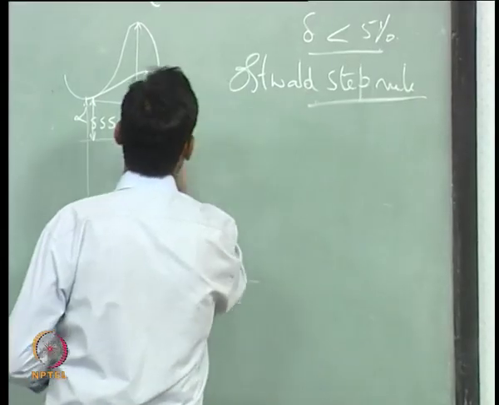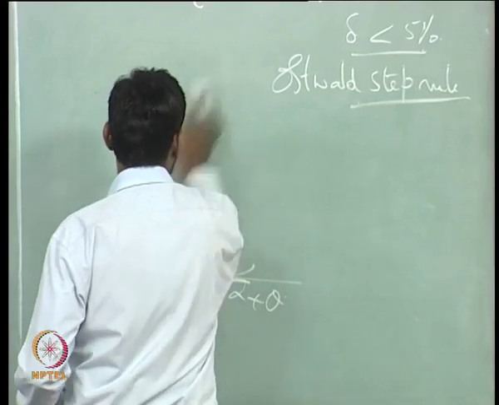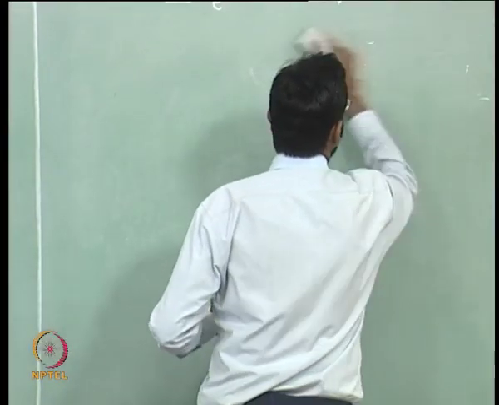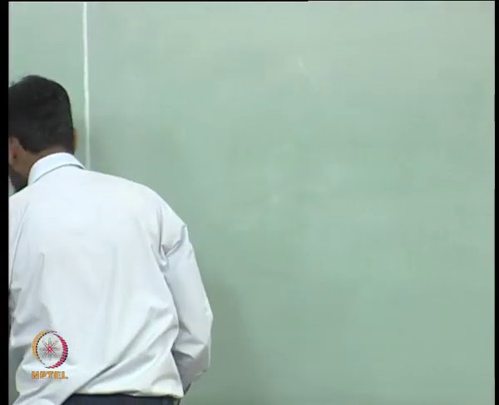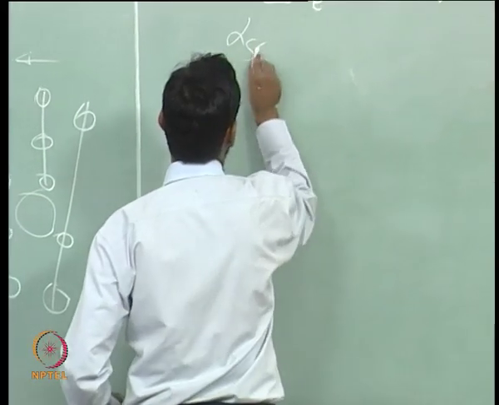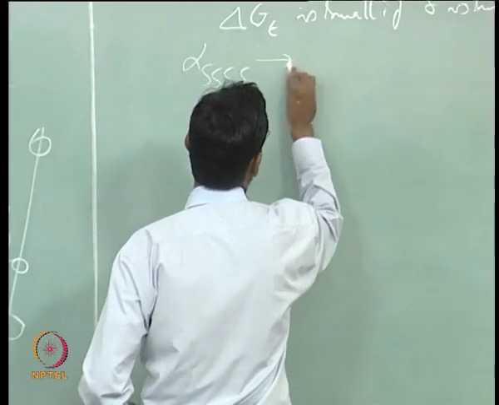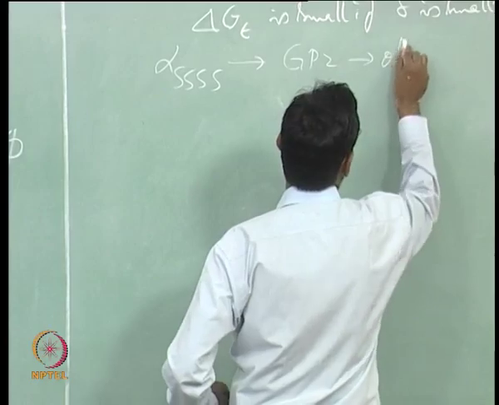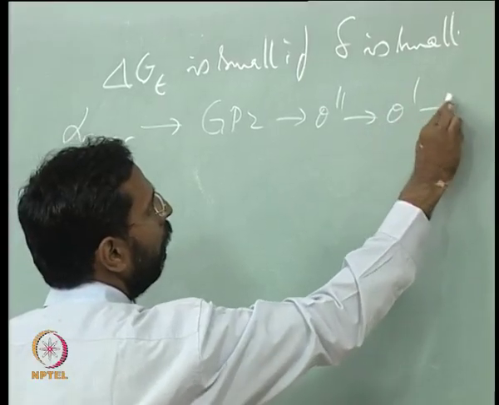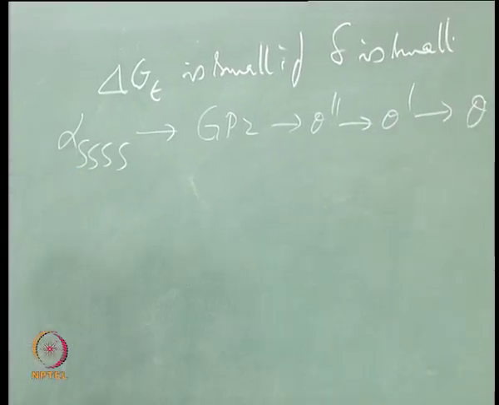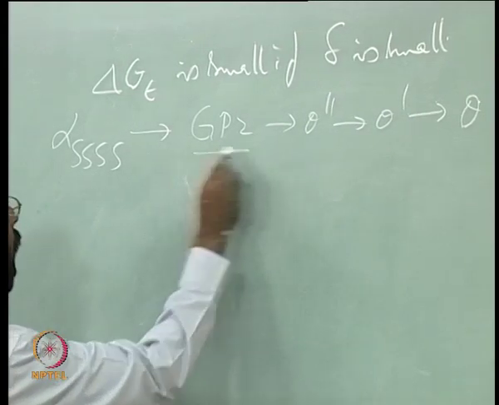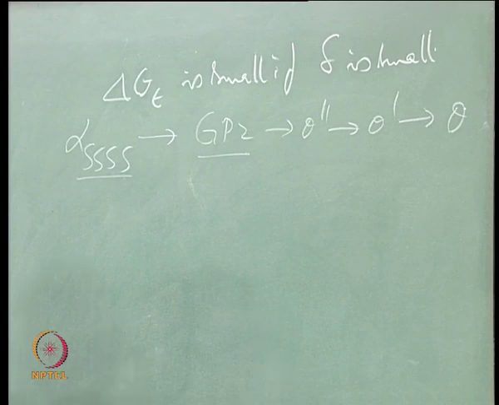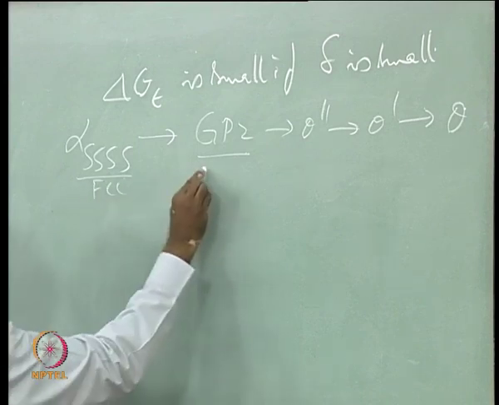Now let us look at the aluminum copper. We said right now that the alpha supersaturated solid solution goes to GP zones first and then theta double prime, then theta prime, then finally theta. This is what we said. And GP zones and alpha have the same crystal structure. This is FCC, this is FCC.